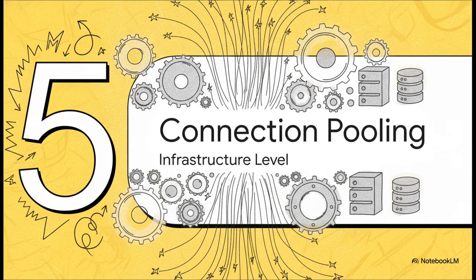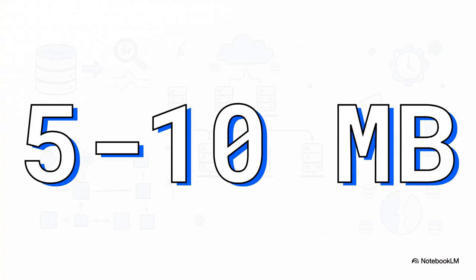Finally, Section 5, Scaling with Connection Pooling, Infrastructure Level. Okay, so you've fully optimized your queries, your CTEs, your indexes, and your pagination. Incredible. But what happens when thousands of concurrent users hit your system at the exact same moment? 5 to 10 megabytes, that is the amount of server memory PostgreSQL allocates for every single active connection. Database connections are really expensive.